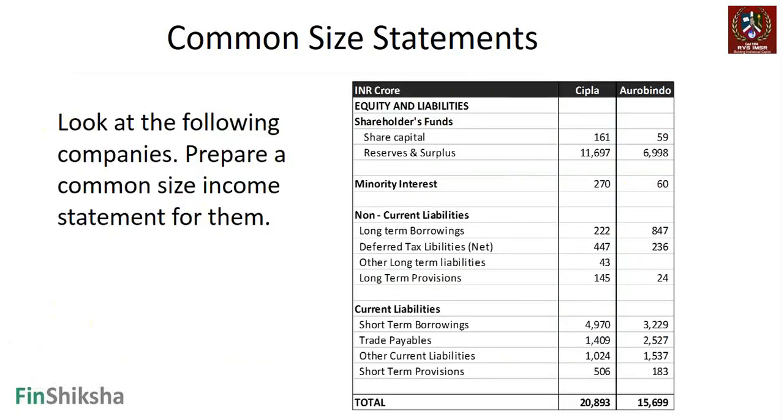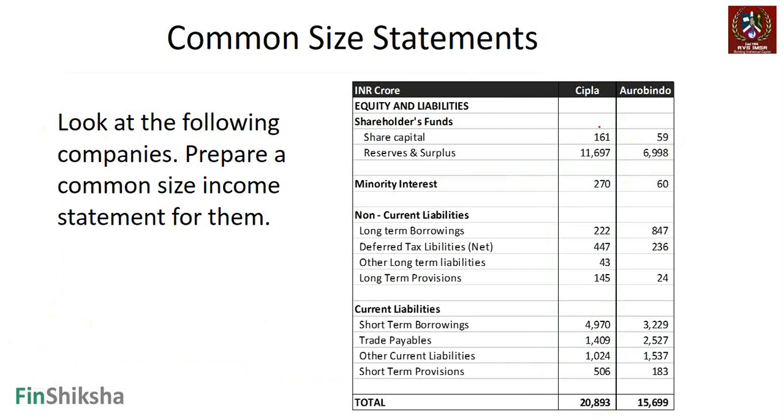right? So let's look at an example now. Let's take the case of two pharma companies in India, Cipla and Aurobindo Pharma, right? So we have their total liabilities numbers, which are 2893 and 15699. We're going to divide and find the common size statements for both of these.